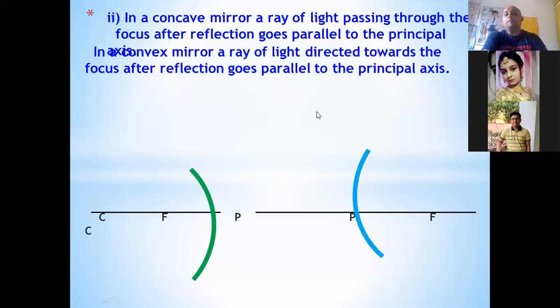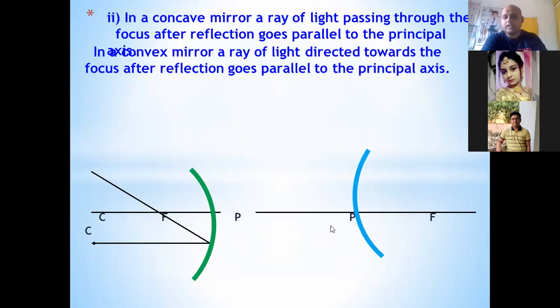In a concave mirror, a ray of light passing through the focus, after reflection goes parallel to the principal axis. If the ray is passing through the focus, then after reflection it will go parallel. Let me show you. See, this is the incident ray. If the incident ray is passing through the focus, then when it gets reflected, it will be parallel to the principal axis. Now this you have to remember, because then only you will be able to create the images.